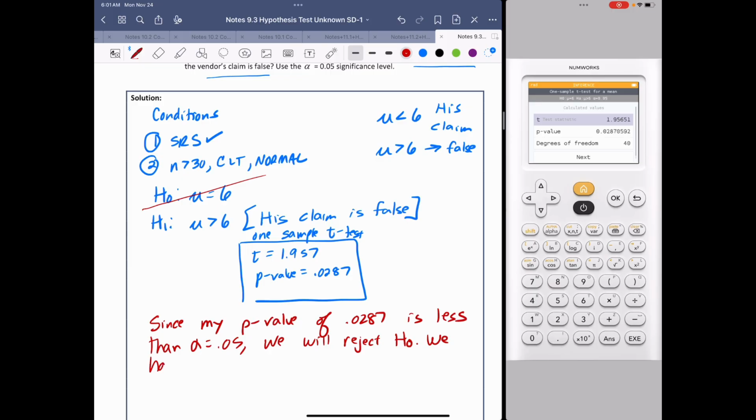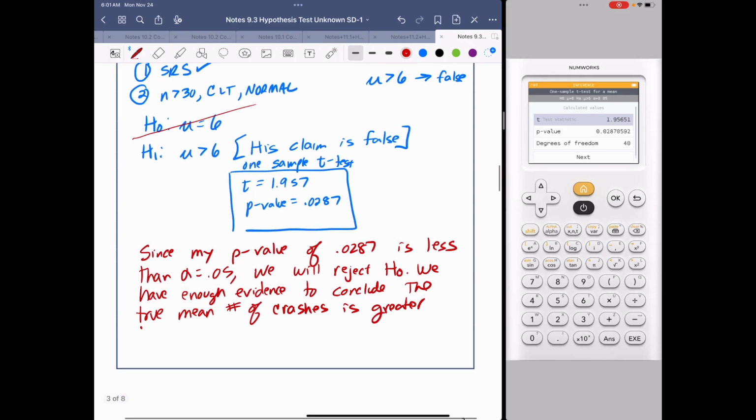We have enough evidence to conclude the true mean number of crashes is greater than 6. And I'd like you to put "and the vendor's claim is false." You would not have to, though.